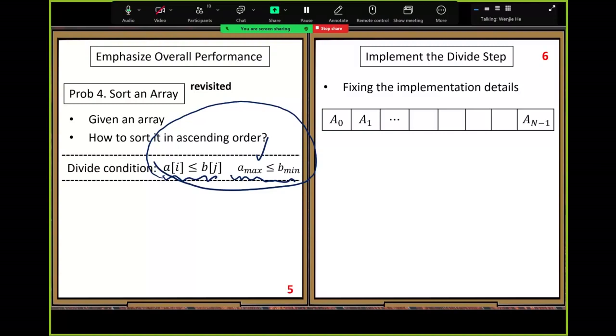Is it possible to split the given array into two parts such that the maximum value of the left subarray is less than or equal to the minimum value of the right subarray? Is it possible? First thing, you may ask yourself if it is possible, right? So here, in order to answer the question, I need to give you the clear meaning of split. What do you mean by split, right?